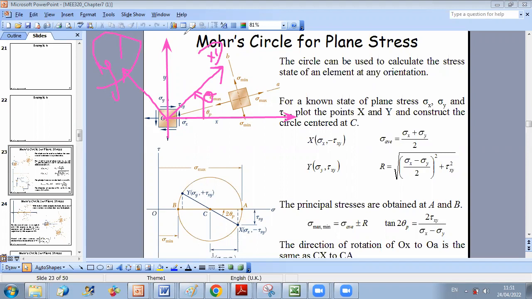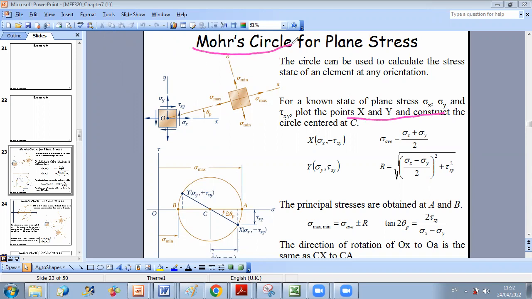So the idea is the following. According to the formulas we developed before, you were able to relate sigma x prime, sigma y prime to the state of stress with theta. But instead of dealing with formulas, we can use a geometrical method. And this geometrical method is based on the Mohr circle. What is the idea of the Mohr circle? Once I know the state of stress in frame XY, I can draw a circle which will represent all possible states of stress. This is called the Mohr circle.